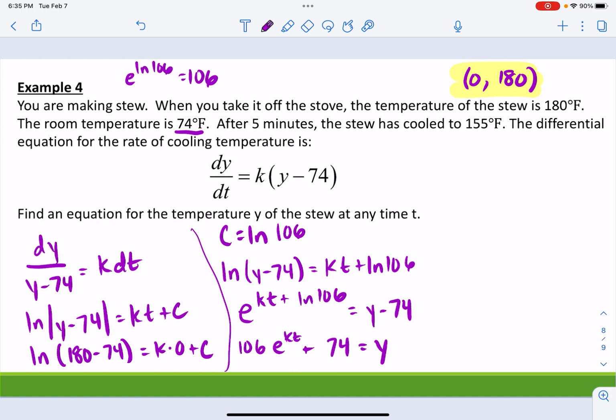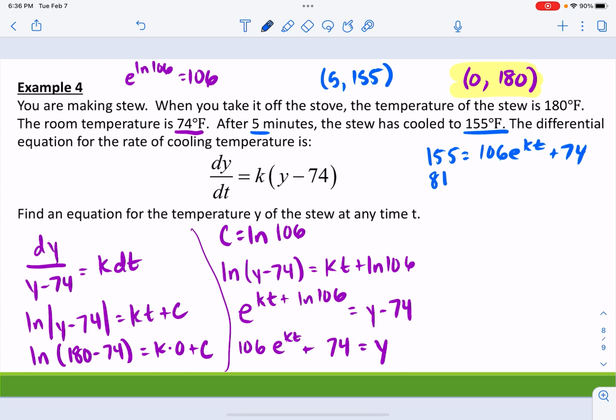Okay, now I need to find k. After 5 minutes, I've cooled to 155, so that gives me another point. That gives me the point 5 minutes, 155. That's going to help me find my k. 155 is equal to 106 e to the kt plus 74. All right, so I subtract 74. Then I divide by 106.